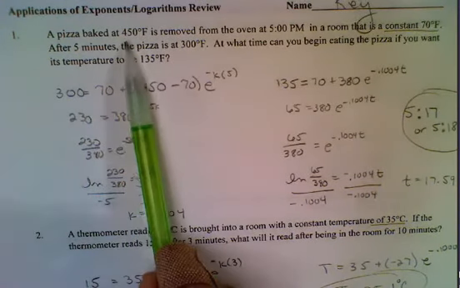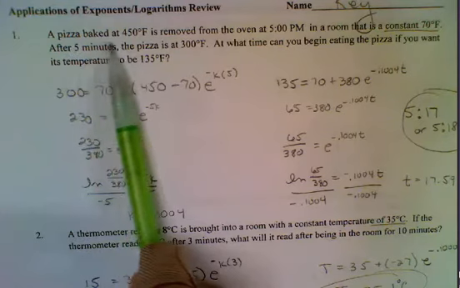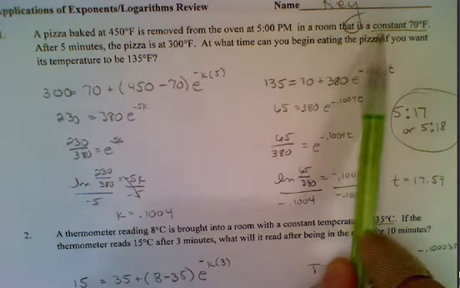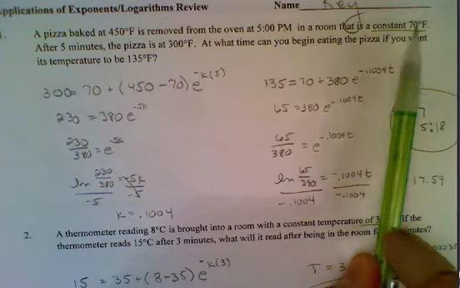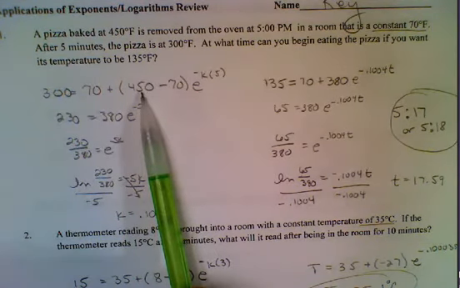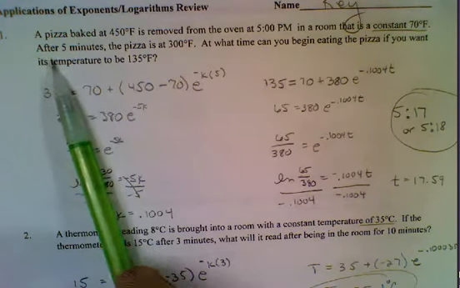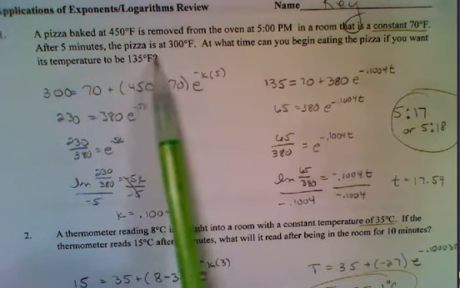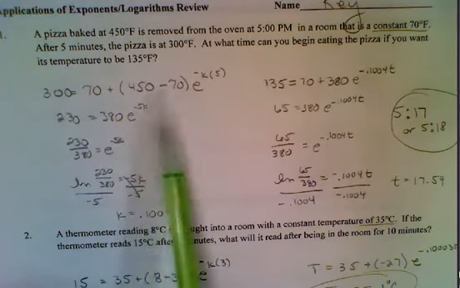I set this up and said 450 was T sub 0. The pizza was initially 450 degrees. It was removed, and the room temperature, so that's T sub m, is 70 degrees Fahrenheit. So I plugged in 70 degrees, my initial temperature of 450, and then the information they gave me to find K, it says after 5 minutes, so when T is 5, the pizza is 300 degrees. Okay, so I need to solve that equation.